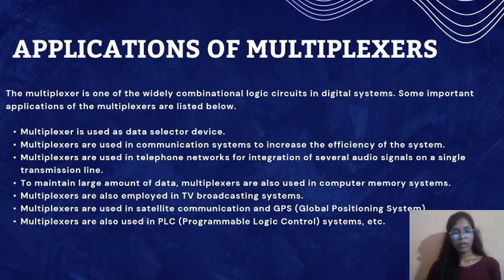Coming to the applications of the multiplexer, it is used as a data selector device. It is used in communication systems to increase the efficiency of the system. It is used in telephone networks for integration of several audio signals on a single transmission line to handle a large amount of data. Multiplexers are also used in computer memory systems, employed in TV broadcasting systems, used in satellite communication and the global positioning system GPS, and also used in programmable logic control systems. These are some of the applications of multiplexers.